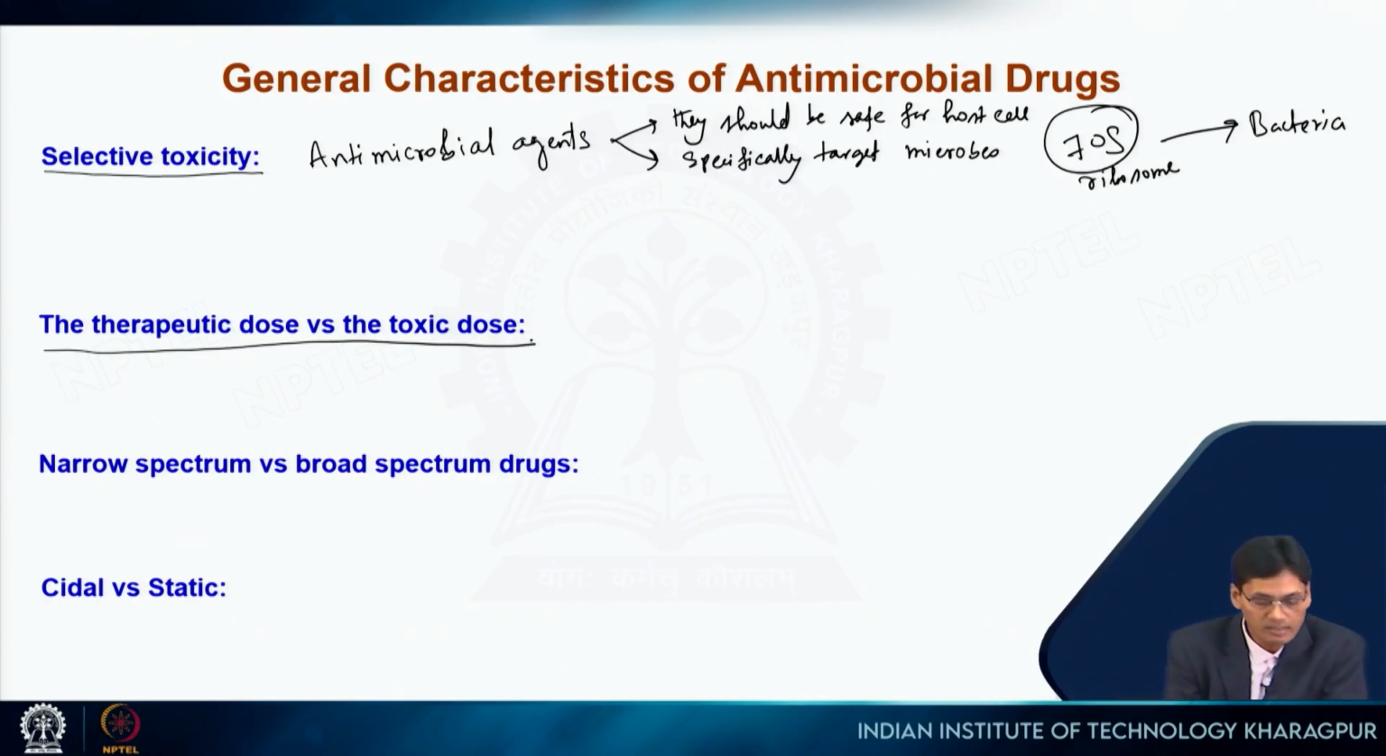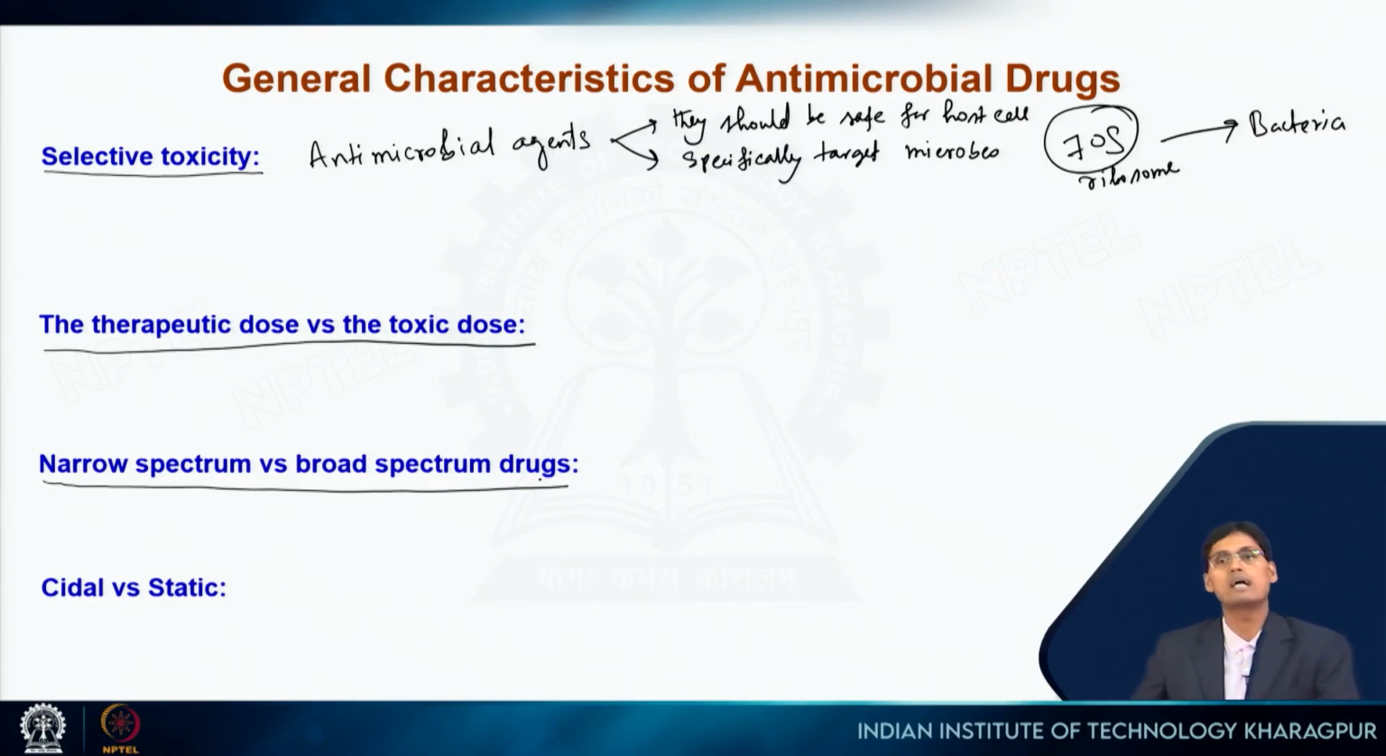Then another very important point is narrow spectrum versus broad spectrum drugs. Because, for example, if someone is suffering from some bacterial infection, all the time it is not possible for the medical person to directly recognize the specific bacteria which is causing the problem. From symptoms you can guess, but without proper tests it is not always possible to understand the exact genus or species of that particular bacteria.